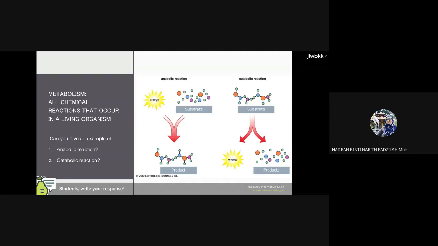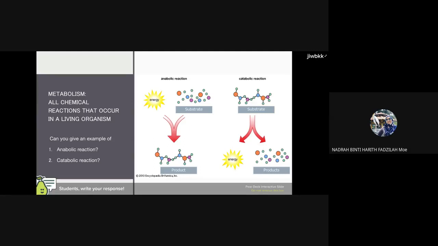So just a bit of introduction, tak respon pada slide ni pun tak apa. In our body, there are various chemical reactions that occur. These chemical reactions are called metabolism. There are two types of metabolism, either anabolic reaction or catabolic reaction. Ada juga buku, ada juga reference panggil sebagai anabolism and also catabolism.